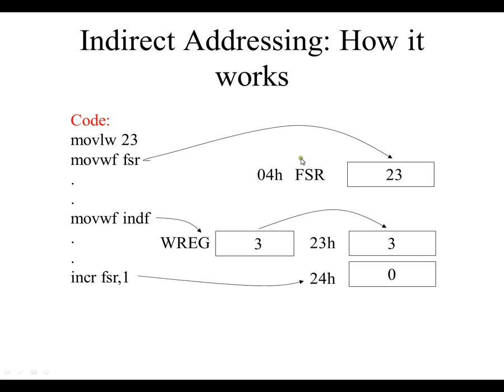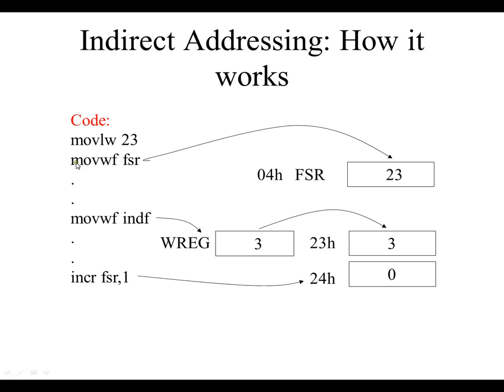So how does it work? Graphically, let's show a little bit of a pictorial diagram of how it works. We'll look at this code in a minute, and I'll show you how it works in the MPLAB X environment. In the code that we're going to look at, we're going to have these commands: move literal to W 23. So 23 goes into the W register, which this shows as a 3, but just imagine a 23 here.